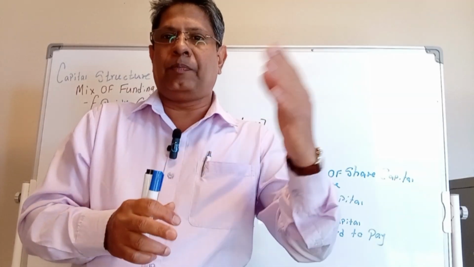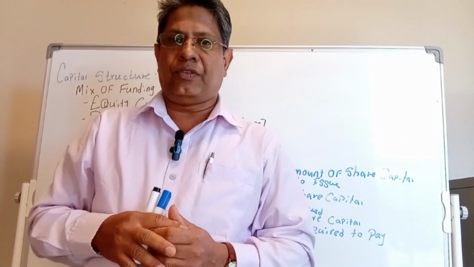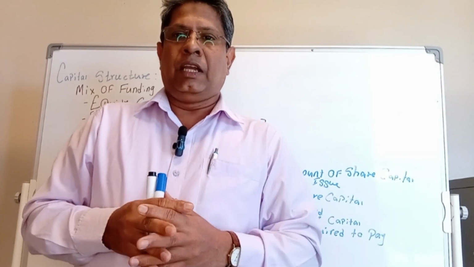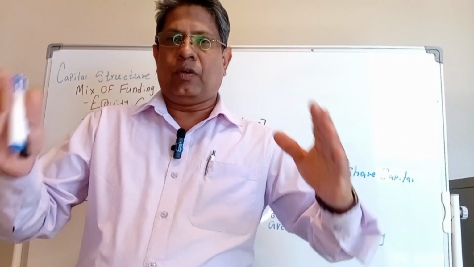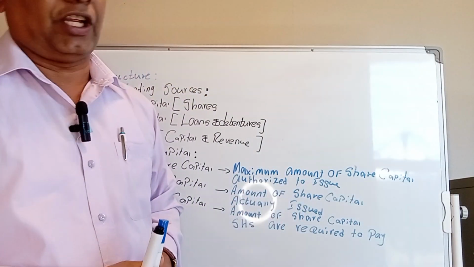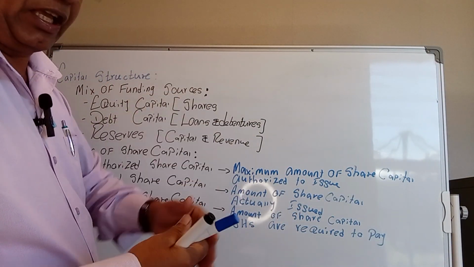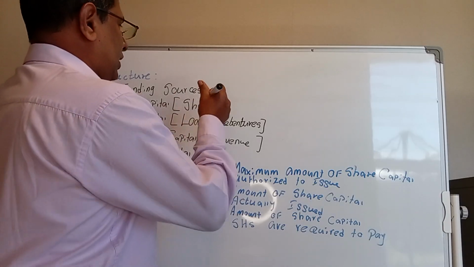A company can issue shares, as we are going to learn. A company can issue ordinary shares. A company can issue preference shares. So equity is made up of shares. As you can see here, equity capital is shares. So we are going to look at shares.